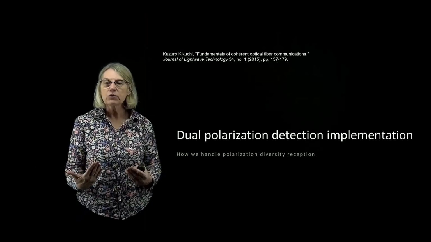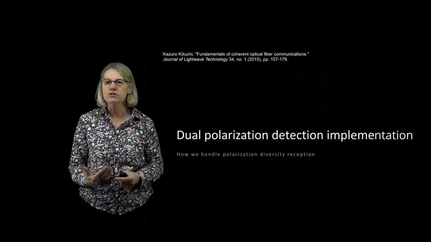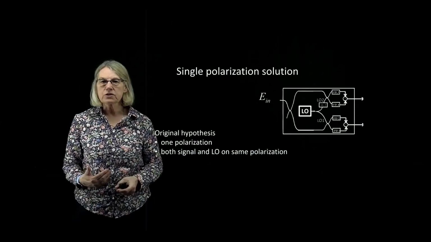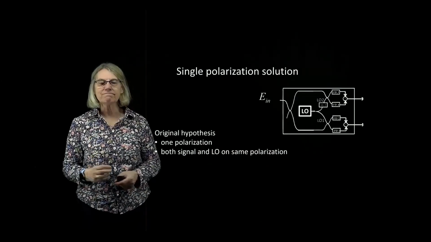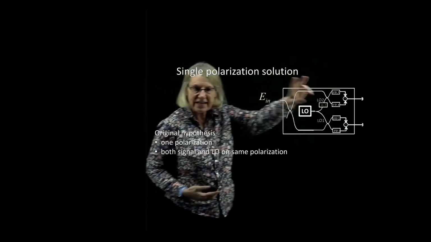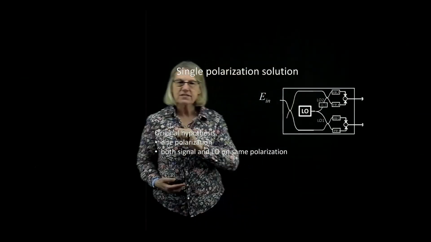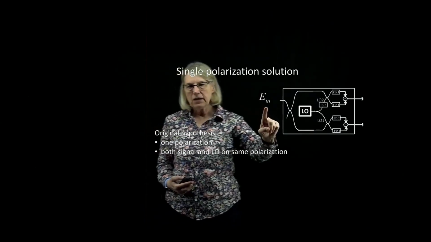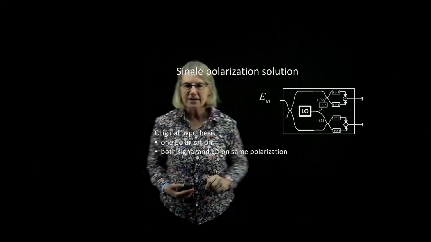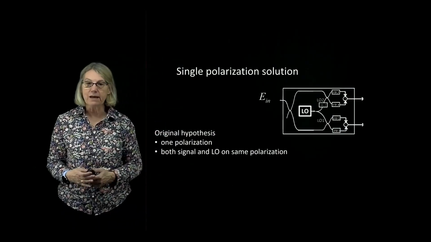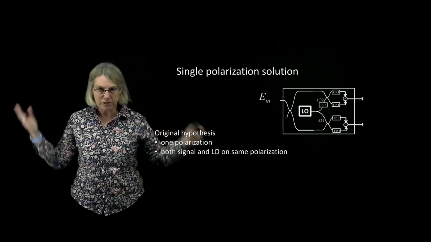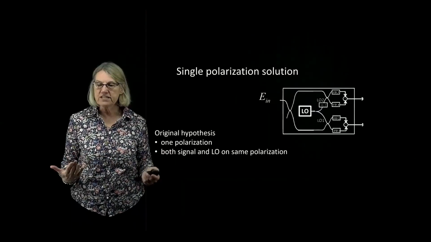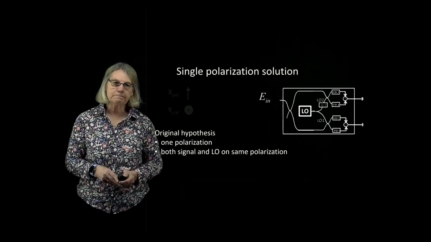How do we create a polarization diverse receiver? To do that, we're going to start with the solution we saw with single polarization, which of course we illustrate here. And our original hypothesis was that there was one polarization state present, that the input signal and the local oscillator were tuned together to have the same polarization. And then we saw the mathematical development about how this solution worked in getting us an in-phase and quadrature output.